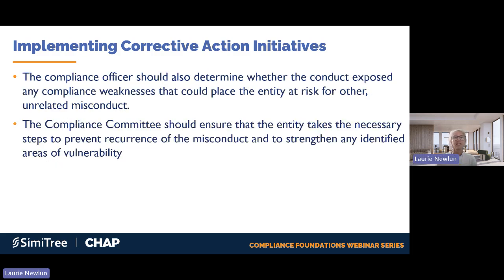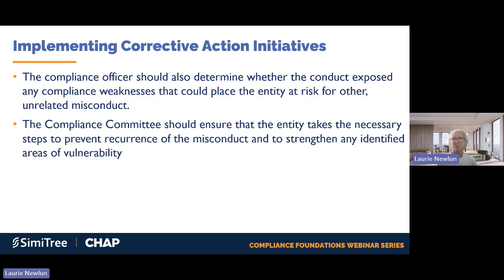So when we're implementing corrective action, we really want to look at the compliance officer, who should also determine whether the conduct exposed any compliance weaknesses within the organization that should place the entity at risk for other or unrelated misconduct. We talked about that in the previous slide. Are there going to be items that happened that other governmental entities are going to come in? They're going to look at our processes. Are we going to be put under a CIA because of this? And then we're going to have monitoring in place. Or is it an internal issue that we need to monitor ourselves internally, and we need to be sure that we have corrective action in place so that this doesn't occur again?